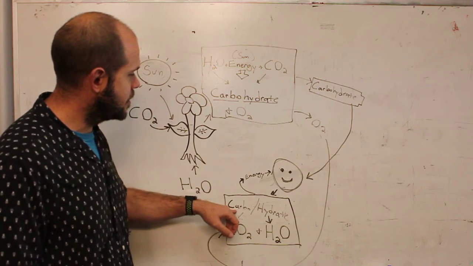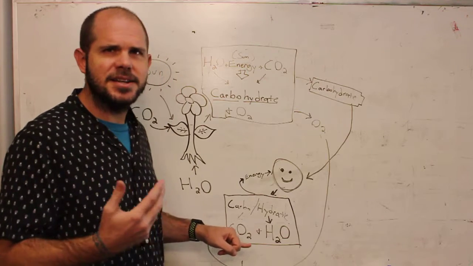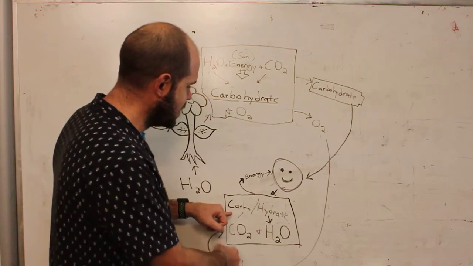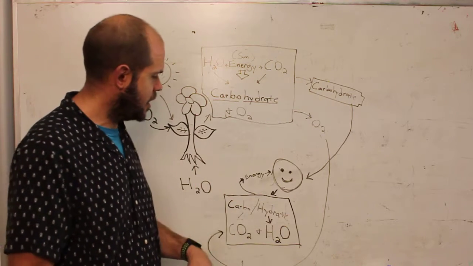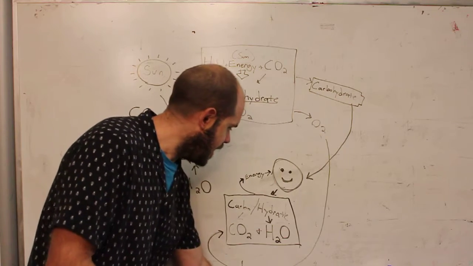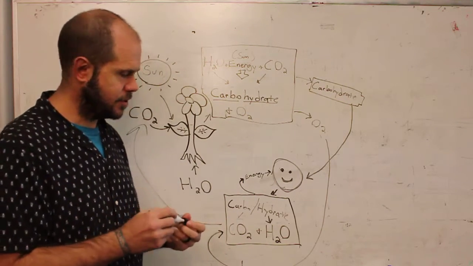And that leaves me with the carbo part, which is the carbon. And what am I going to do with this carbon? I really need to do something with it. I think I'll just attach it to the oxygen that I breathed in. So now it is carbon dioxide, and I can breathe that out, and that is relevant to the plant's interest.